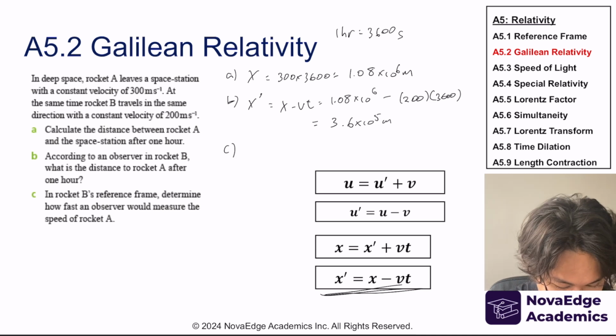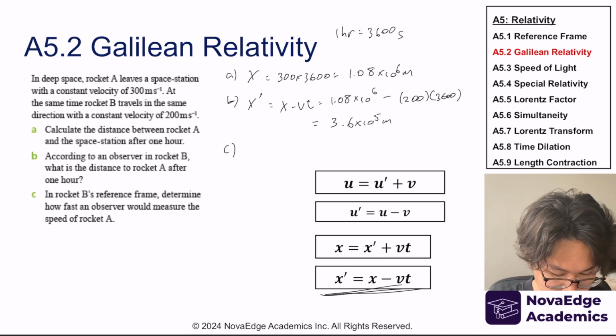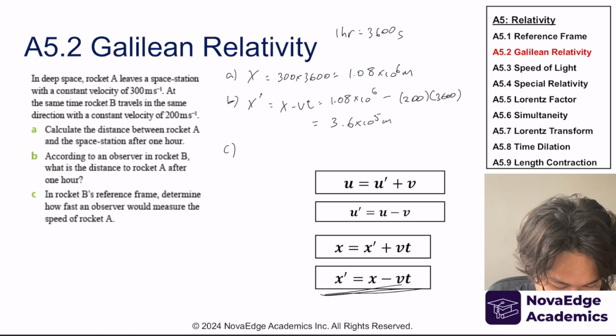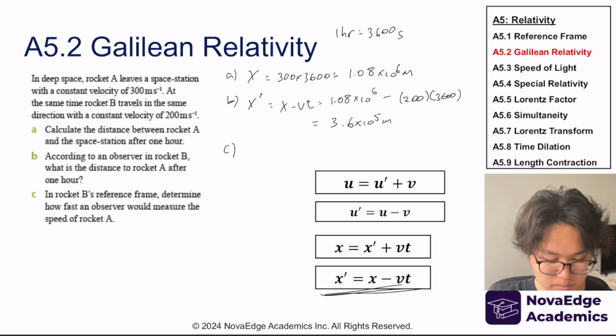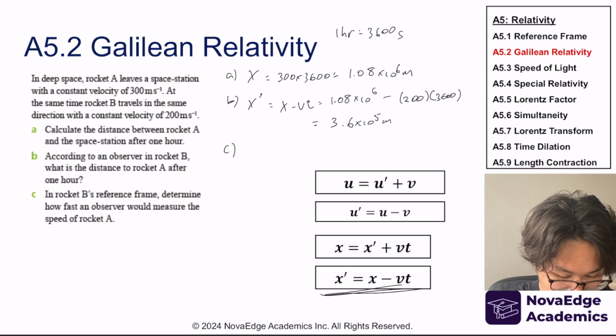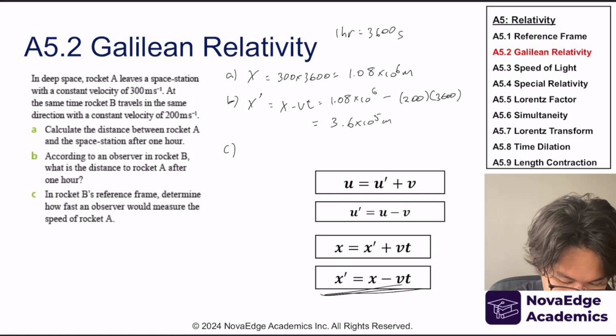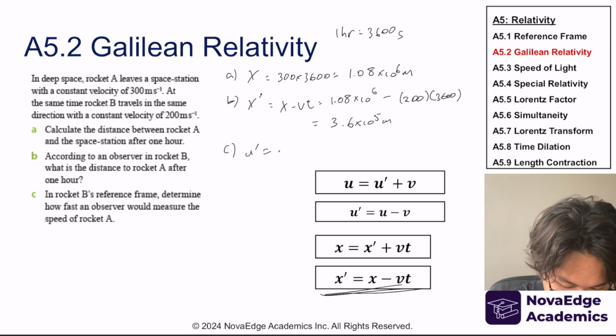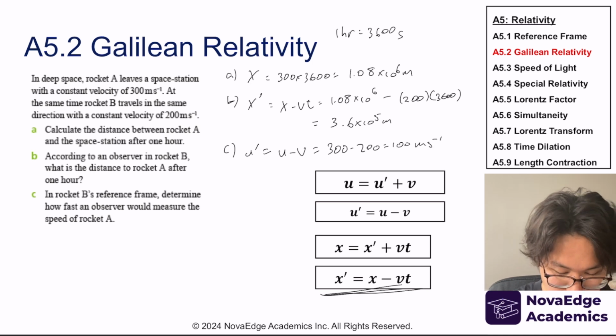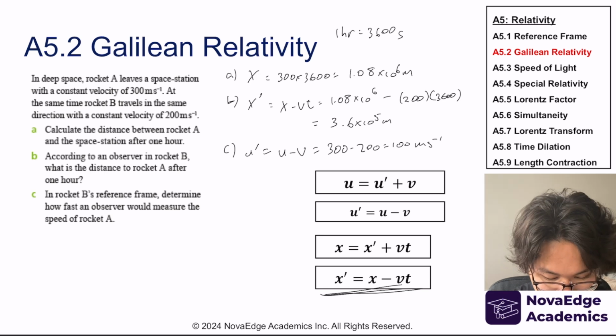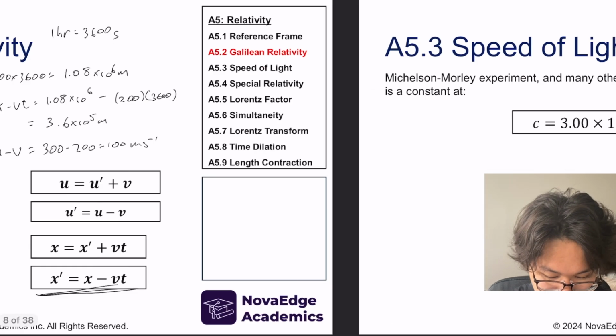In rocket B's reference frame, determine how fast an observer would measure rocket A's speed. Okay, so from B's perspective, which is traveling at 200, A is going to look like it's going at 100, because u prime is equal to u minus v, which is 300 minus 200, which is 100 meters per second. Okay, I hope that's as clear as it comes.